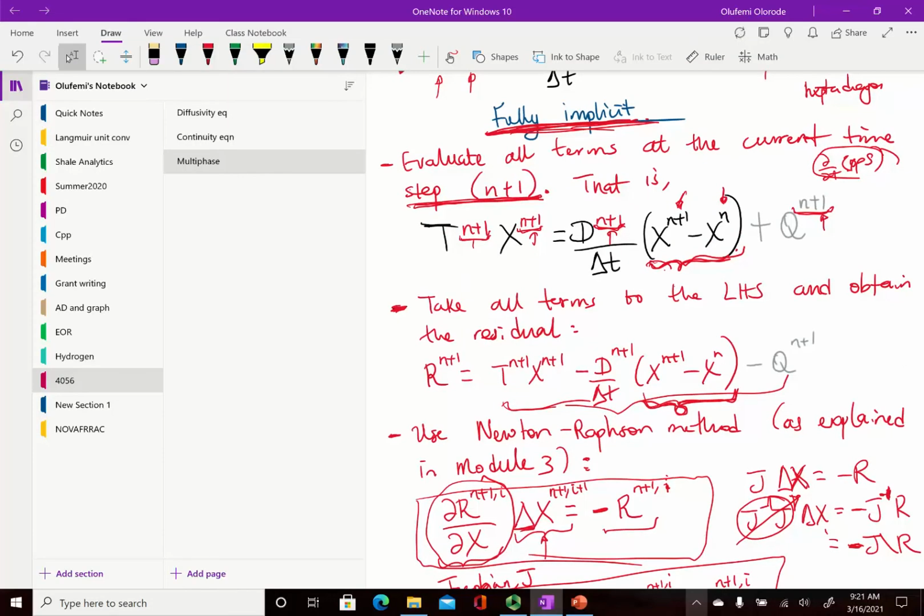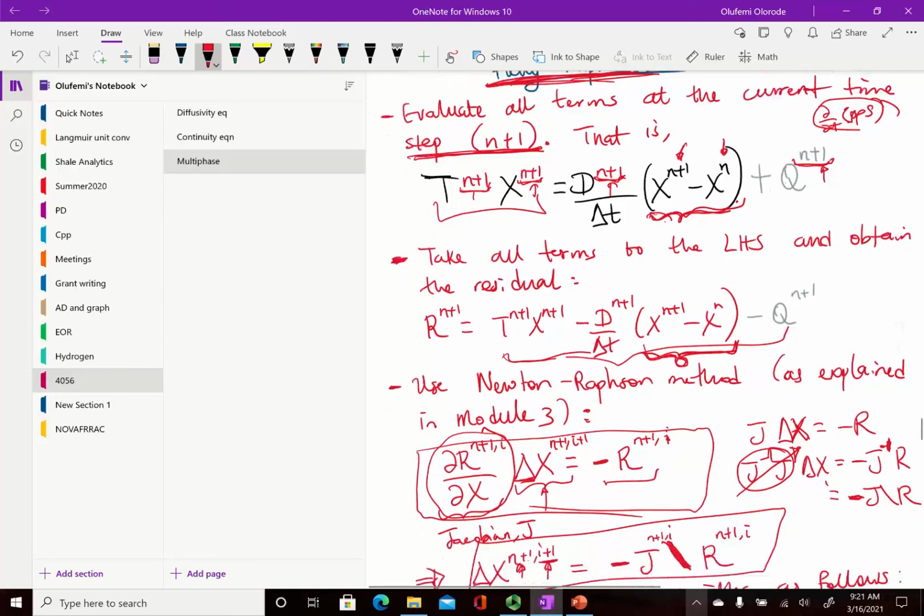So how do we move on from here? Move all the terms to the left hand side, you obtain what is called the residual. So take this term to the right hand side. Actually, whichever way you do it is not important. But for convention, here I'm taking it to the left hand side. So it's minus this term minus the Q term.